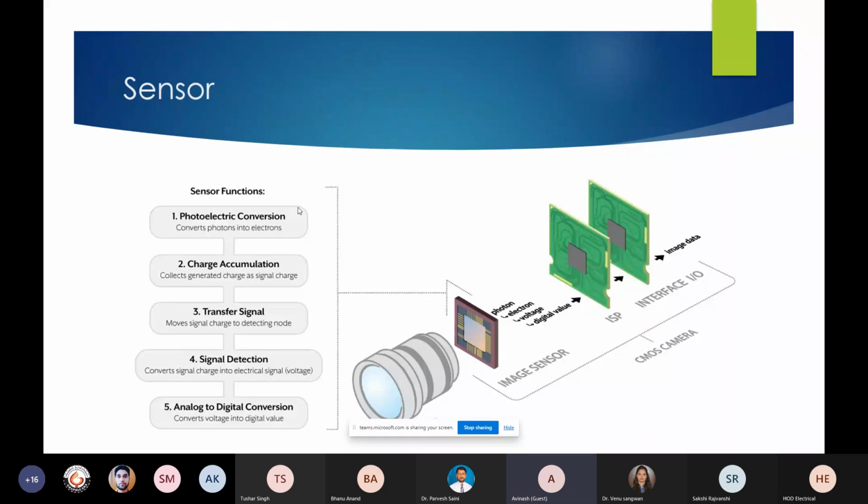As this voltage signal is continuous in nature, and what we want at the end is a digital signal, we use an analog to digital converter to get the final digital data for each pixel on the sensor plane.